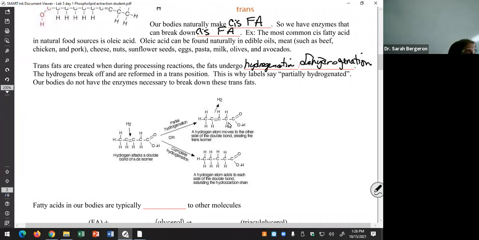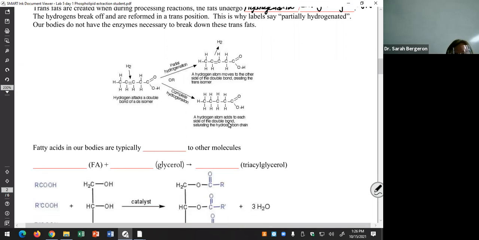And we don't have the enzymes. We just don't have the enzymes to break down the trans fats. So that's why they're bad.